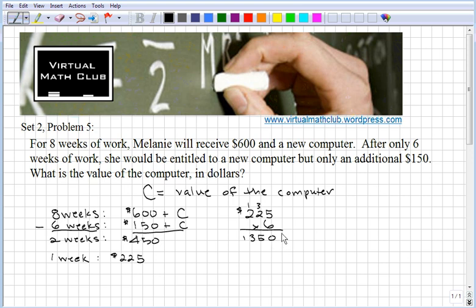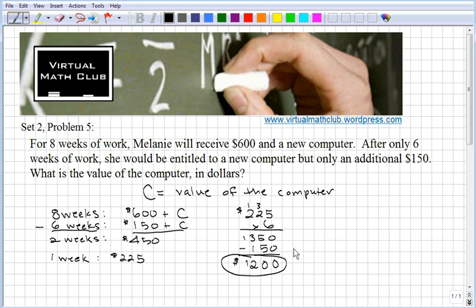But she's not being paid totally in cash. She's getting a computer, and for 6 weeks she would get $150 plus a computer. But the value should be the same. So if we just subtract $150 from this, we should get the value of the computer, right? Because if she was being paid in cash, she'd get $1,350, but she's only getting $150 and a computer, so the rest is being paid in the value of the computer. So if we subtract these two, we get $1,200. So that means that the computer is worth $1,200.